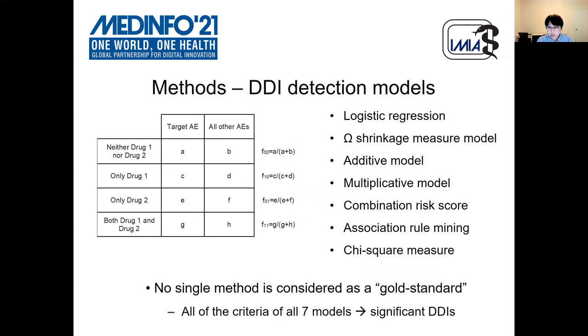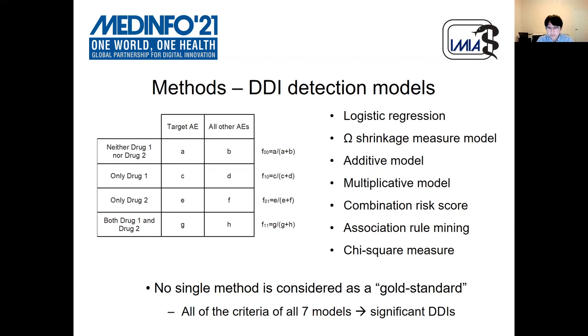For example, G in the table indicates the number of reports that contain both drug 1 and drug 2 and contain the targeted AE. And H denotes the number of reports that contain both drug 1 and drug 2 and didn't contain the targeted AE.